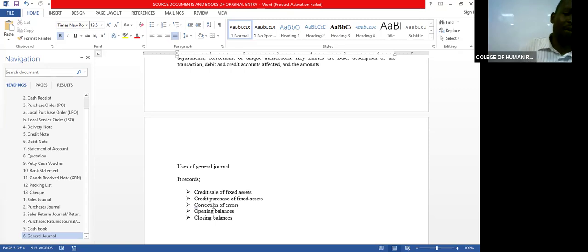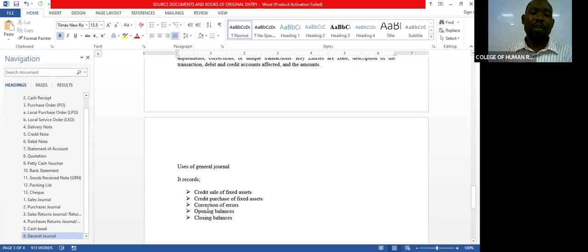If we also purchase those fixed assets on credit, they cannot go to the purchases journal because they are not goods. Again, they cannot go to the cash book because no cash has been paid. So they are only going to be recorded in the general journal.